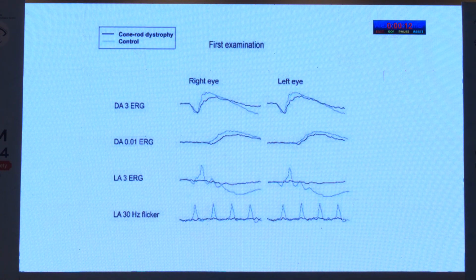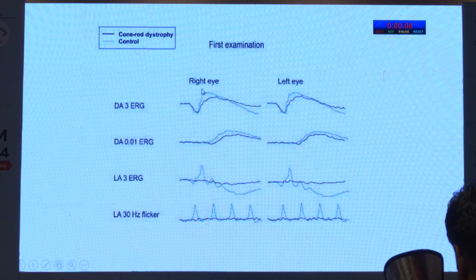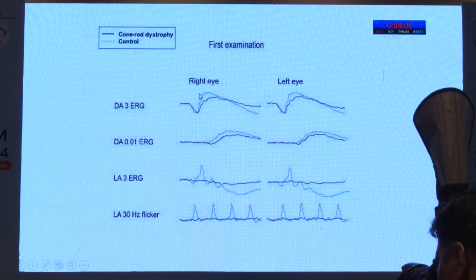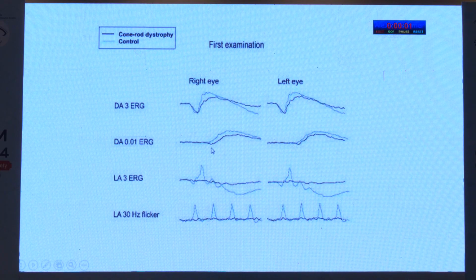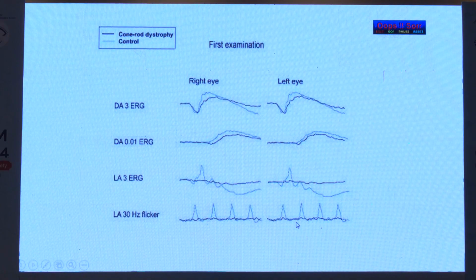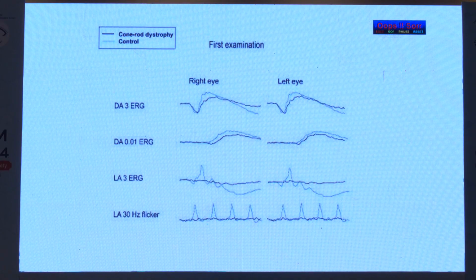So again, you do an ERG. Here you see the blue line is the control, which is how a normal ERG should be, and the black line is that of the patient. Here we see the rods are functioning suboptimally because the response has not gone up to the normal level, and the cones also have flat lines. So this case is a case of cone rod dystrophy.